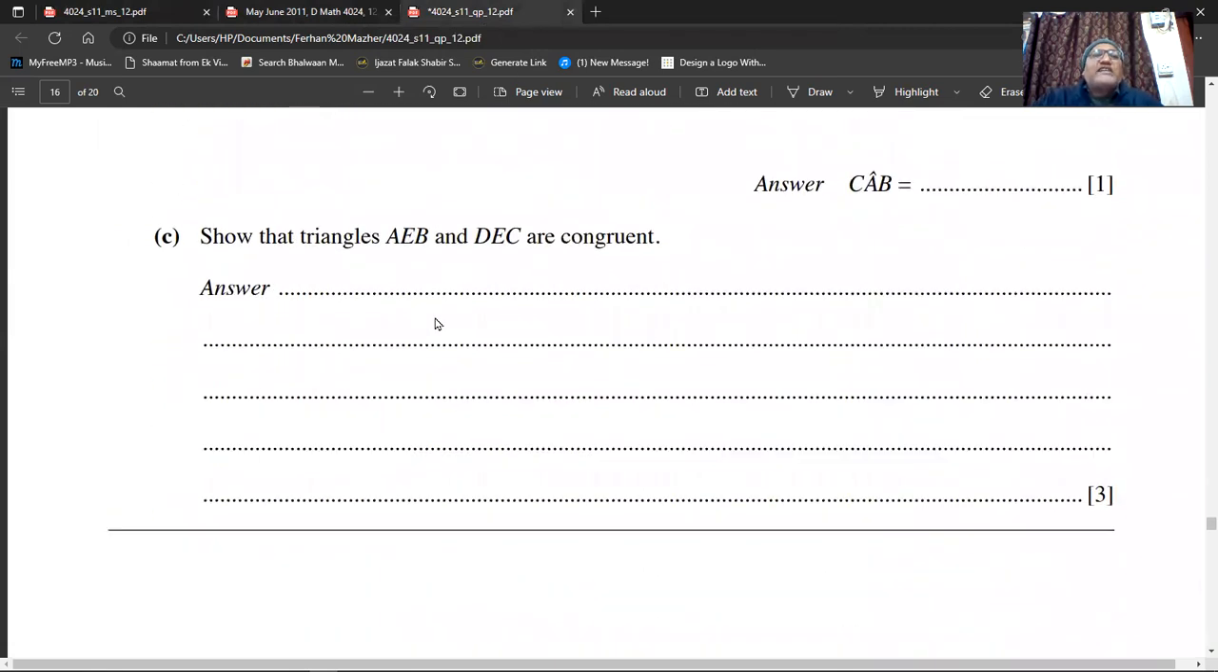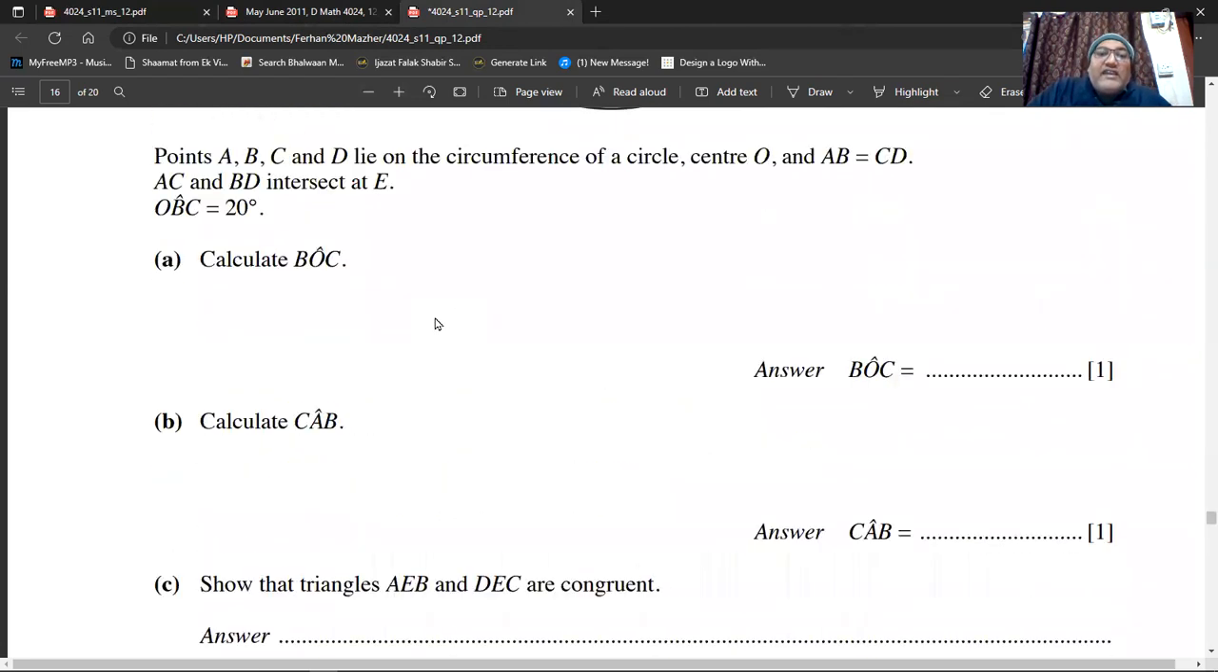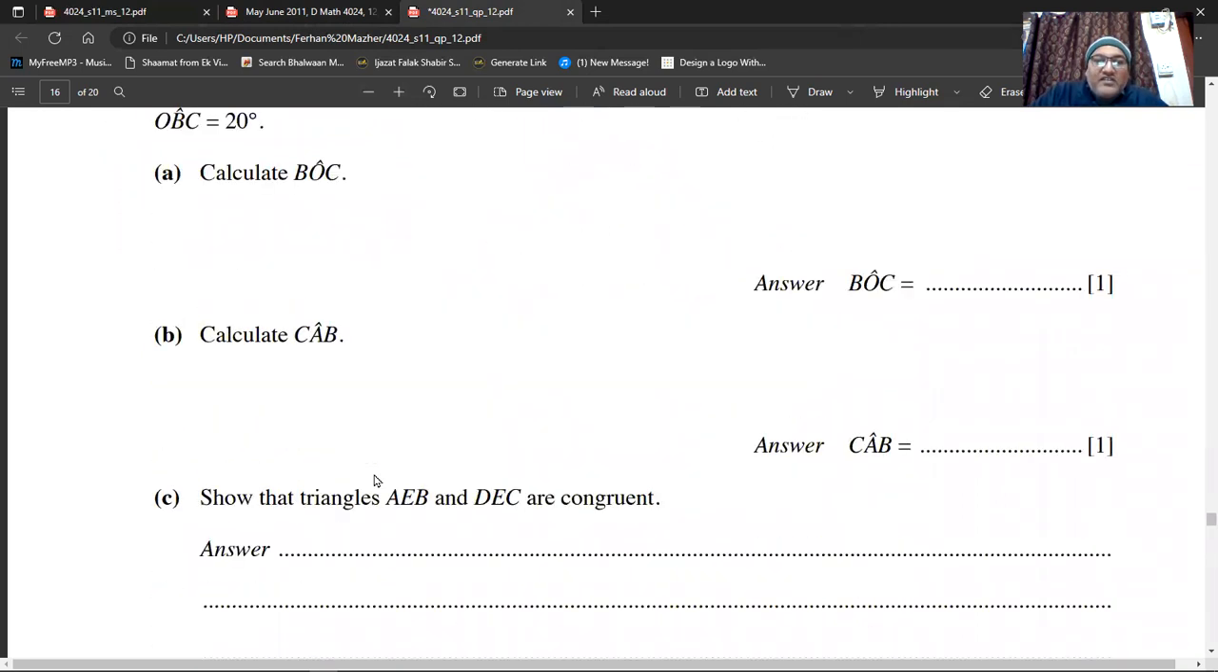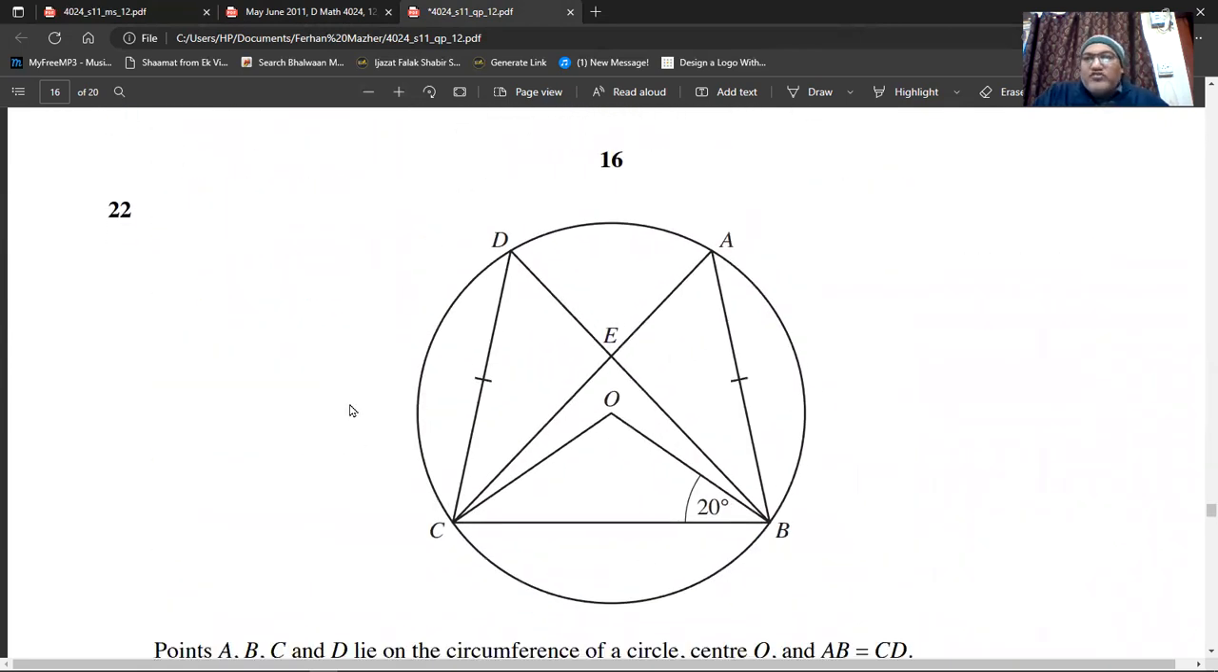Then they say show that the triangle AEB and the triangle DEC are congruent. And this is a 3-mark question. The triangle AEB and the triangle DEC. Yeah, they're talking about these triangles. Okay, so I will show you how to write this argument. You see this AEB angle and this DEC angle, they are equal to each other. The reason is they are vertically opposite angles. The side AB and the side DC are equal to each other because it is given.